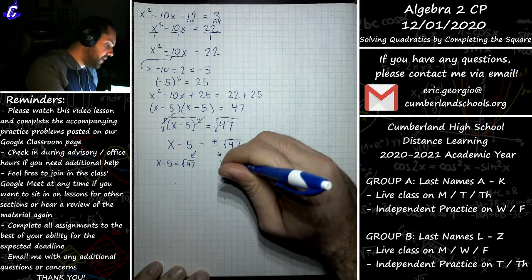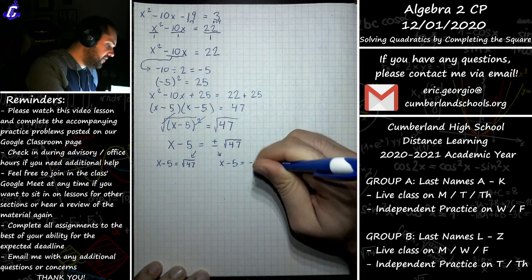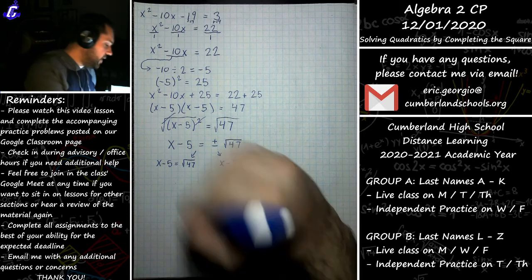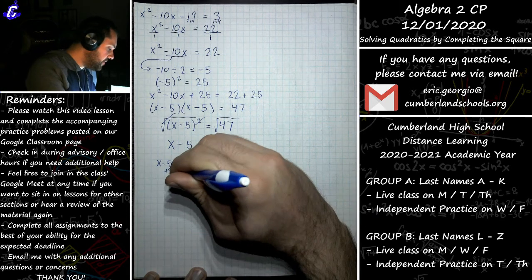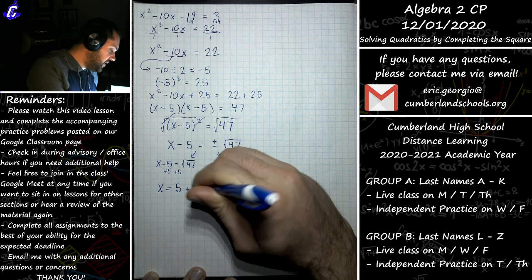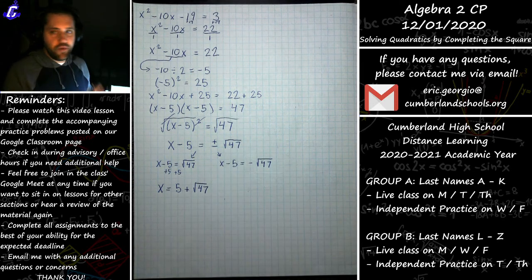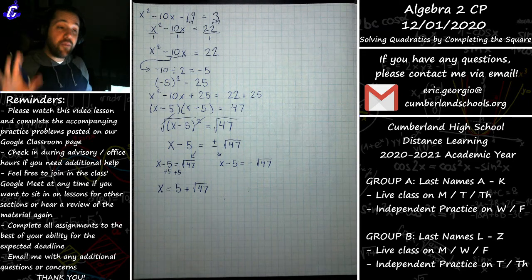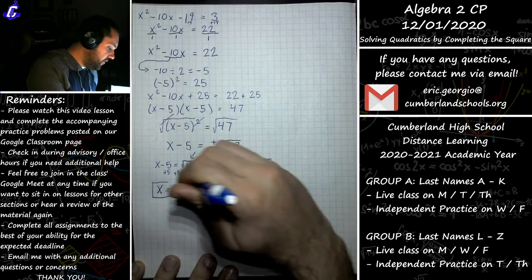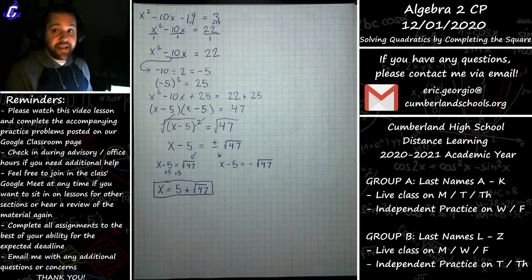And when is x minus 5 equal to negative the square root of 47? Well, getting x alone, I would just add 5 to both sides and say that x is equal to 5 plus the square root of 47. That's it. No need to write it as a decimal. In fact, do not approximate it to a decimal. Just leave it in radical form. Know that that's some decimal value.